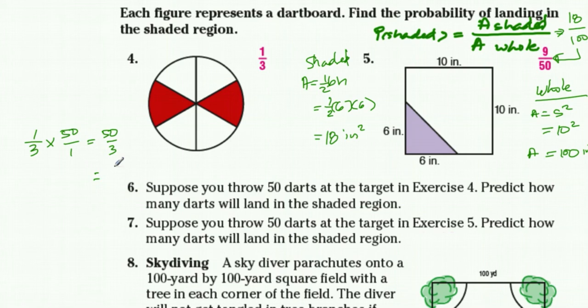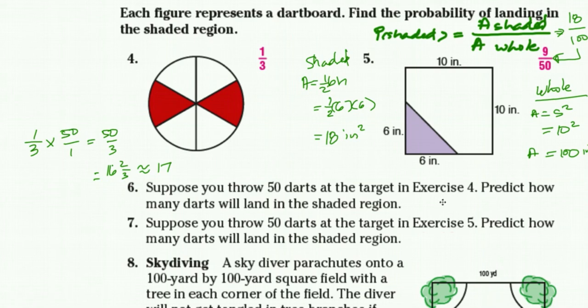16 and 2/3. Okay, so predict how many darts will land in the shaded region. So it's around 17 darts, probably. Okay, so about 17 darts.